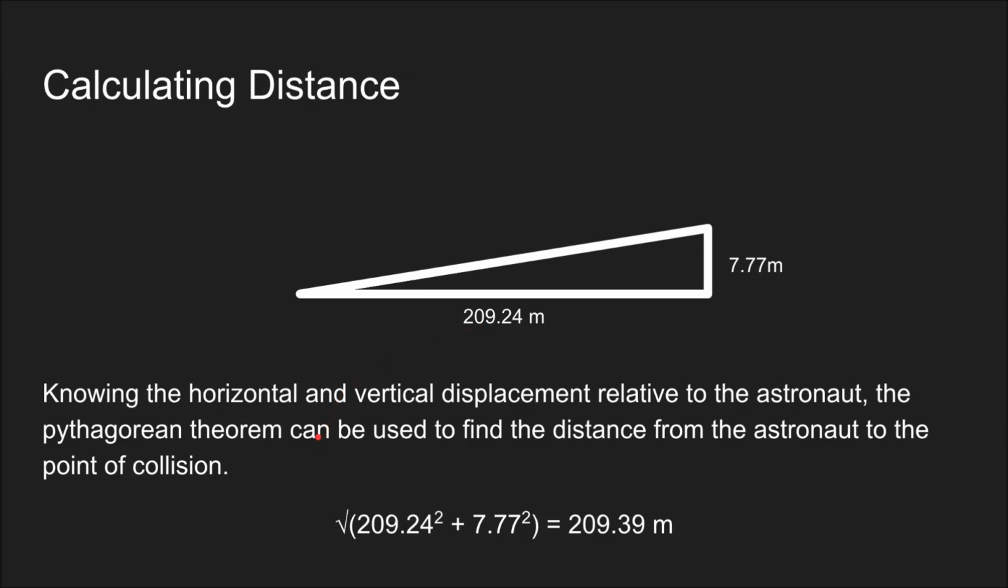So now that we know this, we could use the Pythagorean theorem in order to calculate how far away from where the astronaut is standing it actually was. So all we have to do is make a triangle like this. Our stone would be at this point over here, and we know the height and we know how far it has traveled horizontally, which means that we can calculate this distance. And so we just do the Pythagorean theorem and we'll get that it is 209.39 meters.